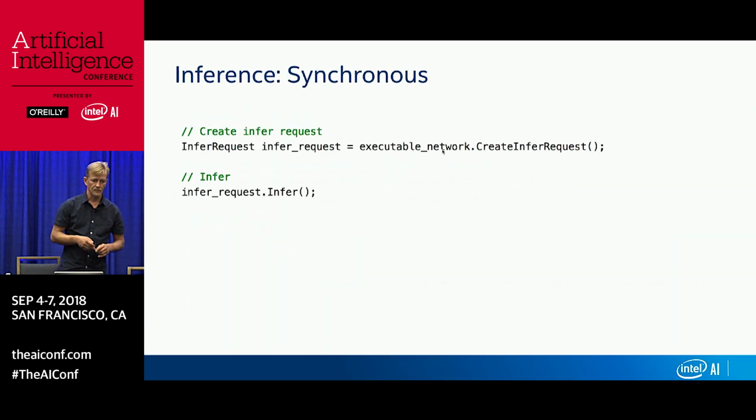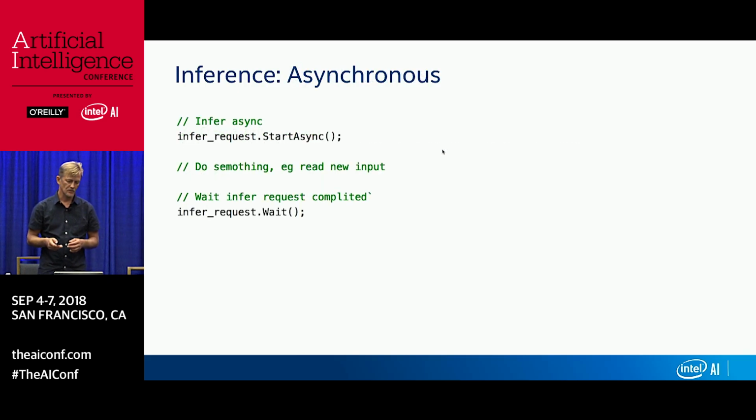And the next step is to call the infer function. We have two ways to do inference. One is synchronous APIs. So you are creating an inference request and calling infer from this request. In this case, the call will be blocked until infer is finished. The second way is to use the asynchronous API. So you can call the start async function. It will start inference somewhere in an additional thread.